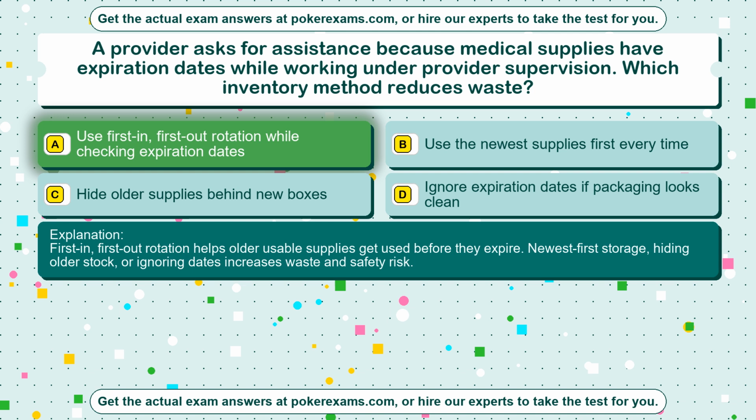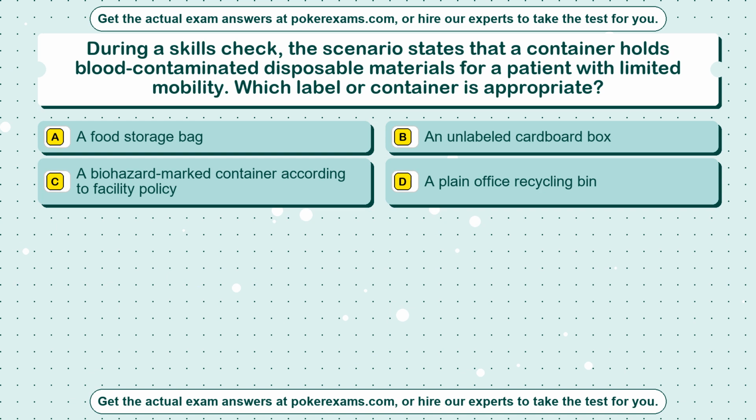First in, first out rotation helps older usable supplies get used before they expire. Newest first storage, hiding older stock, or ignoring dates increases waste and safety risk. Question 75. During a skills check, the scenario states that a container holds blood-contaminated disposable materials for a patient with limited mobility. Which label or container is appropriate?